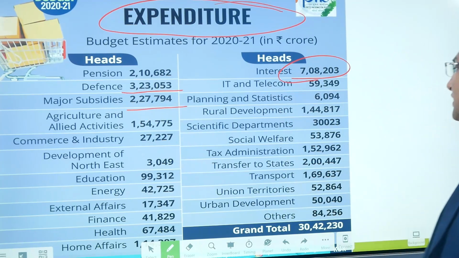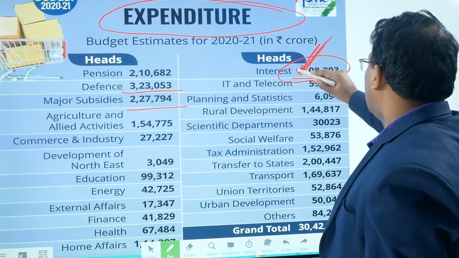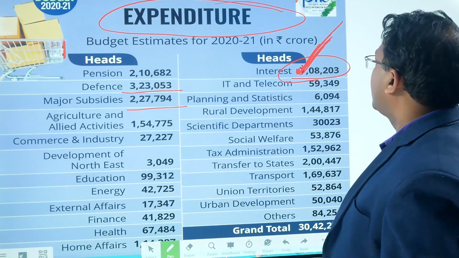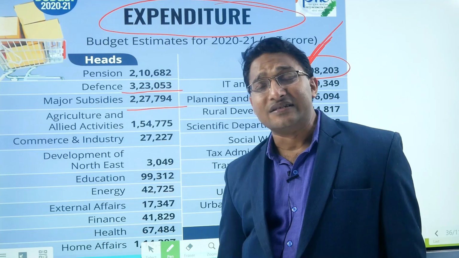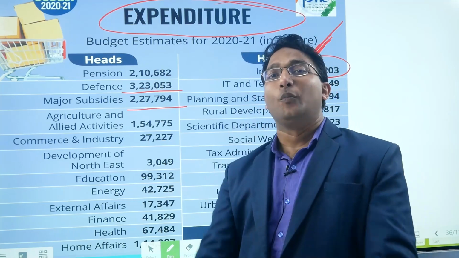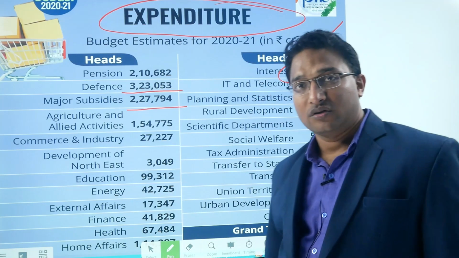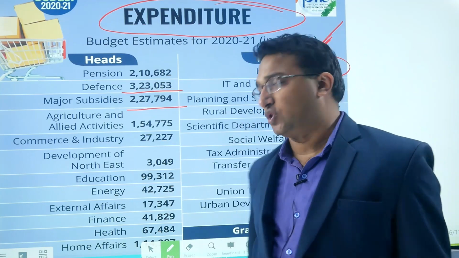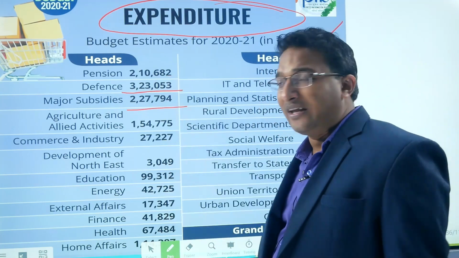So overall, you can see interest expenses are very, very huge. So interest is eating the finances like a termite. Even if we do not borrow a single rupee in the current year, still we have to pay this interest amount. So this is a very alarming situation, right? Subsidies are very high. Defense expenditure is also very high.